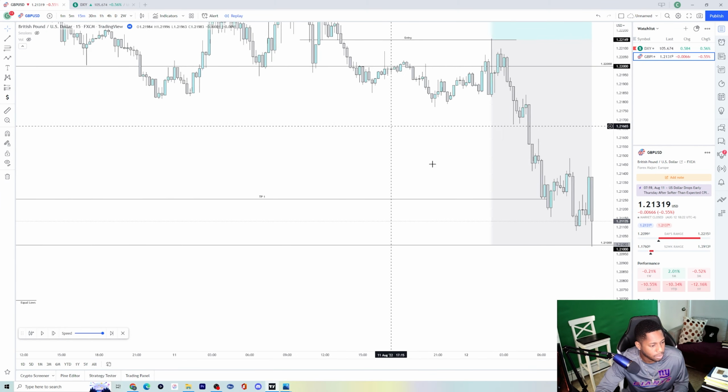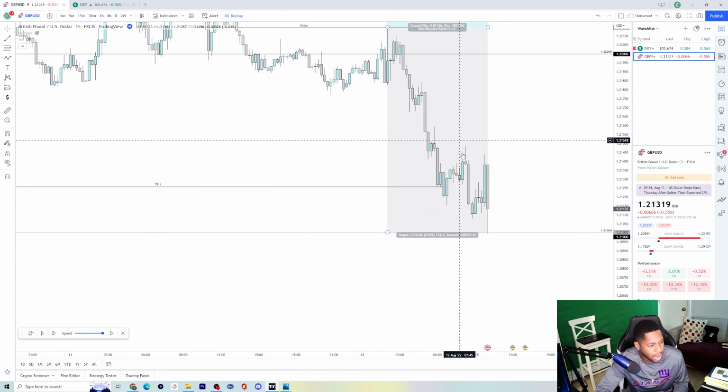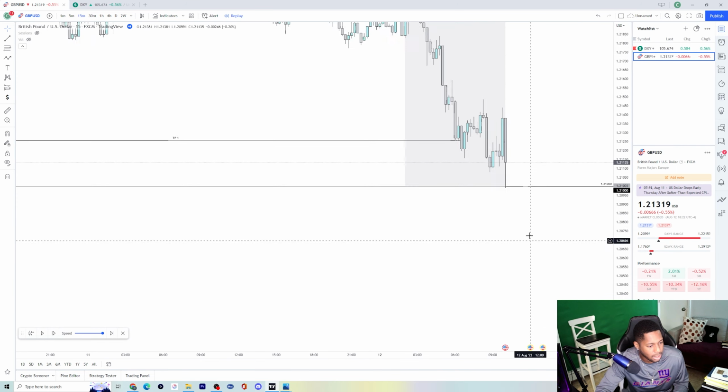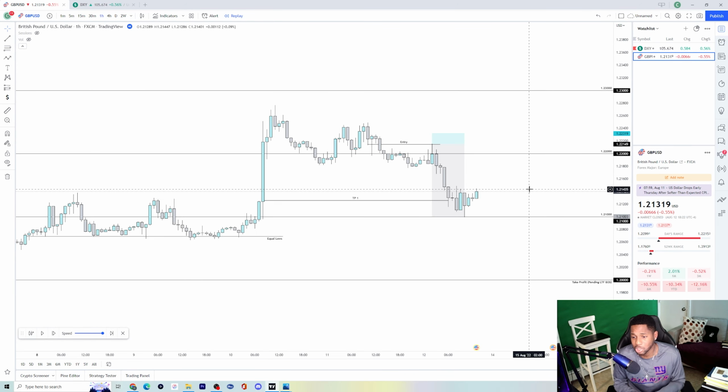So you guys see, look, TP1 hit, then price retraced back, broke, came back, and then it ended up at the 121.